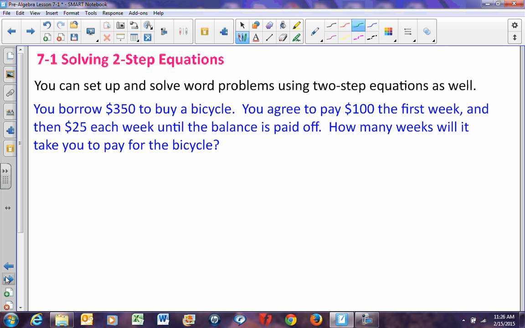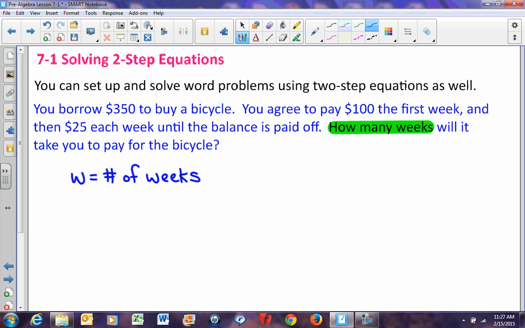The first thing we do in any equation is set up our variable, and our variable is 99% of the time based upon what question they're asking us. So if we look at the question, it says, how many weeks will it take me to pay off the bicycle? So that's going to be my variable. I'm going to let W equal the number of weeks.